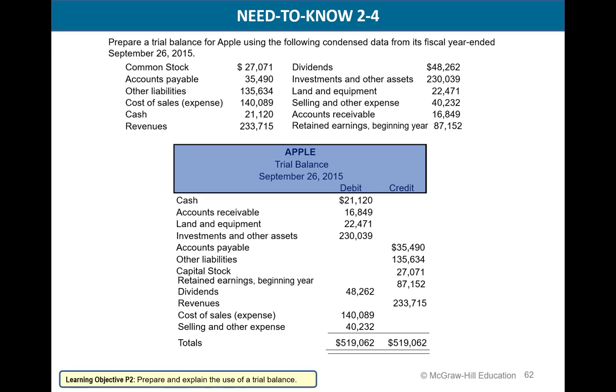Accounts payable, other liabilities or credits, we have the $35,490, the $135,634, capital stock, $27,071, retained earnings at the beginning of the year, $87,152, dividends, revenues, cost of sales, and expenses, and we would have all the expenses listed. This is just a shortened form. Selling and other expenses have been grouped together too. Notice that the debits and credits are equal.